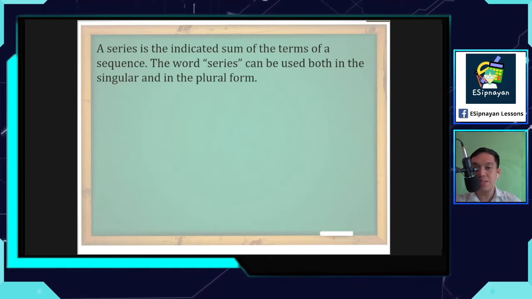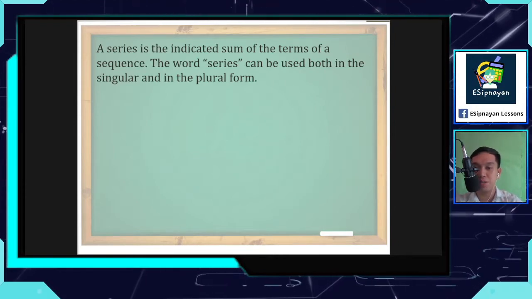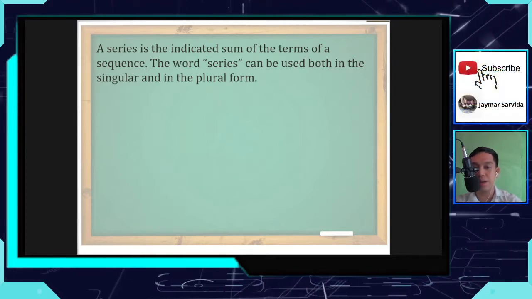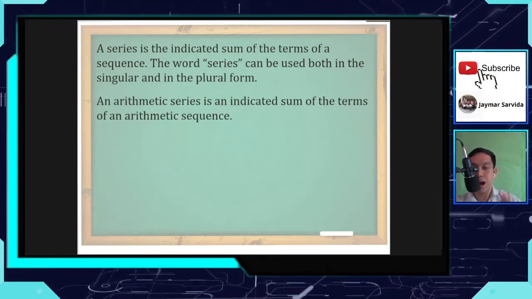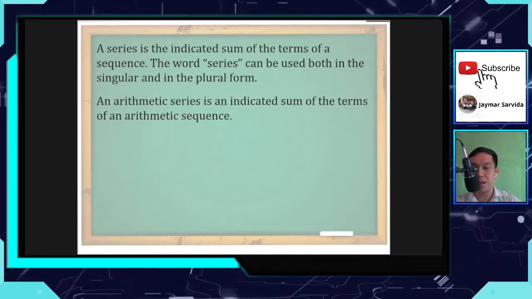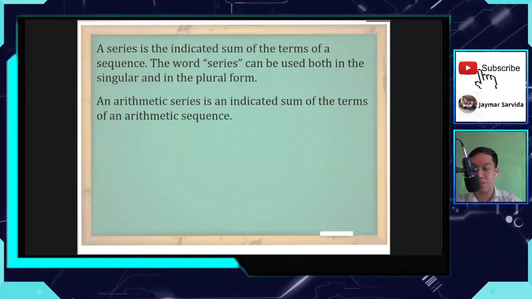So let's start with our lesson. So a series is the indicated sum of the terms of a sequence. The word series can be used both in the singular and in the plural form. An arithmetic series is an indicated sum of the terms of an arithmetic sequence.